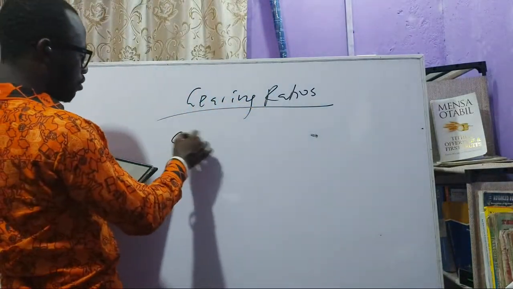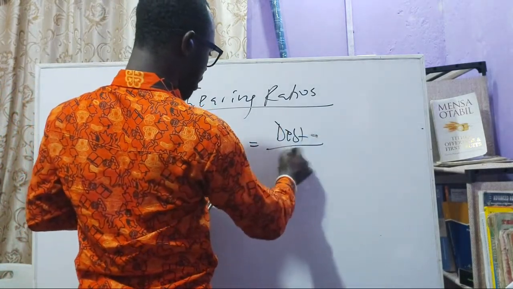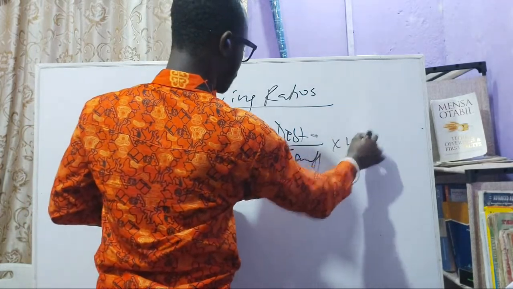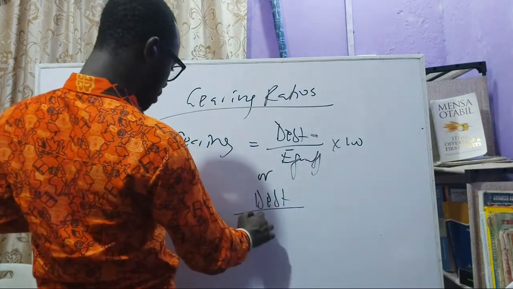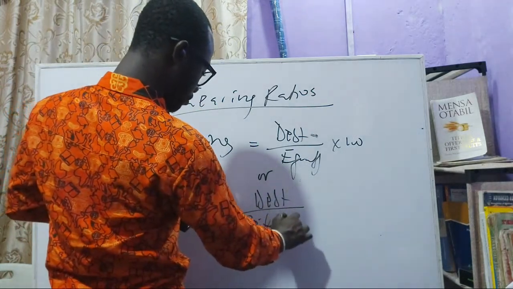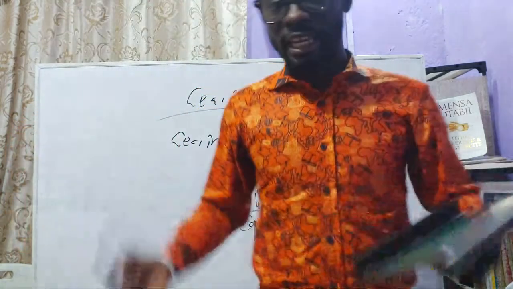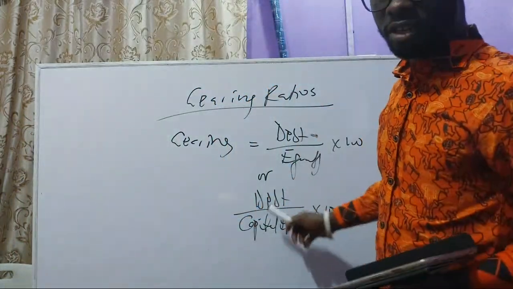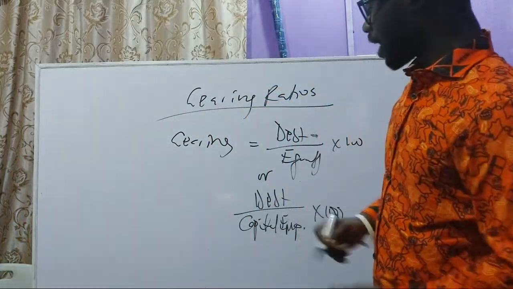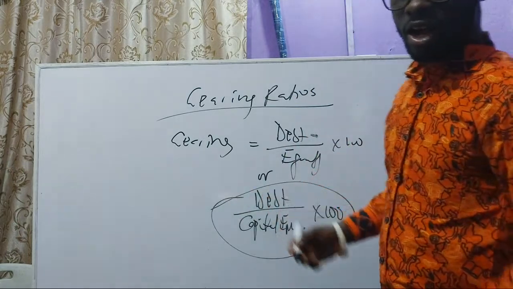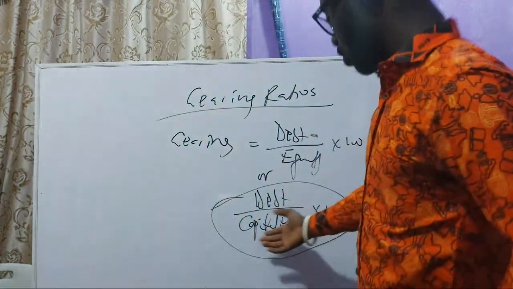So gearing could be calculated as your debt over your equity times 100. Or at other times, it could be debt over capital employed times 100. So either debt over equity or debt over capital employed. Again, preferably, the second approach is better, where we look at the ratio of the debt to the capital employed of the company.